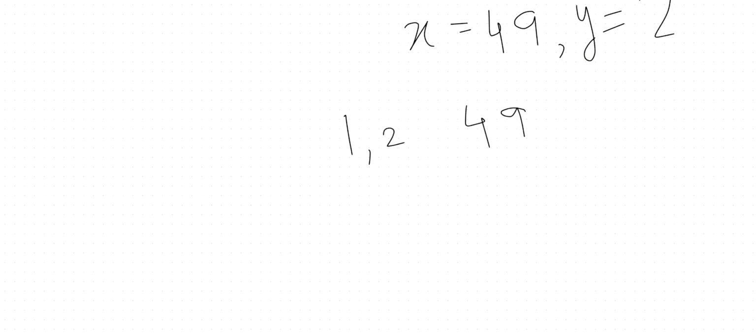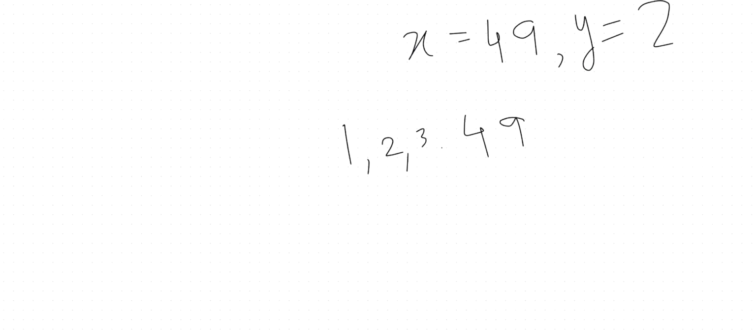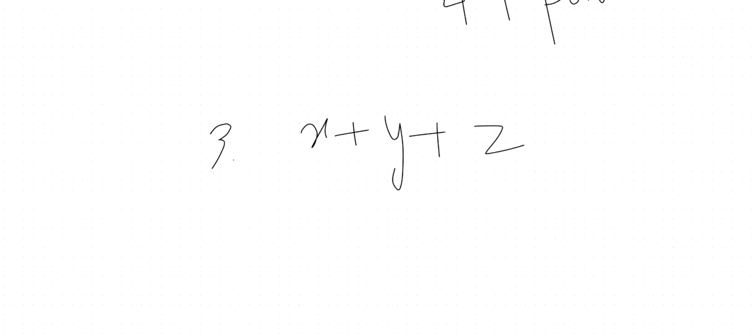Is actually 49 pairs. So the answer for this is therefore going to be 49 pairs, right? 49 pairs. Okay, one more question, which is a continuation on similar lines. So if you have x plus y and plus z, what has happened is that now I've added one more variable. So instead of just x plus y, I've had one more variable.